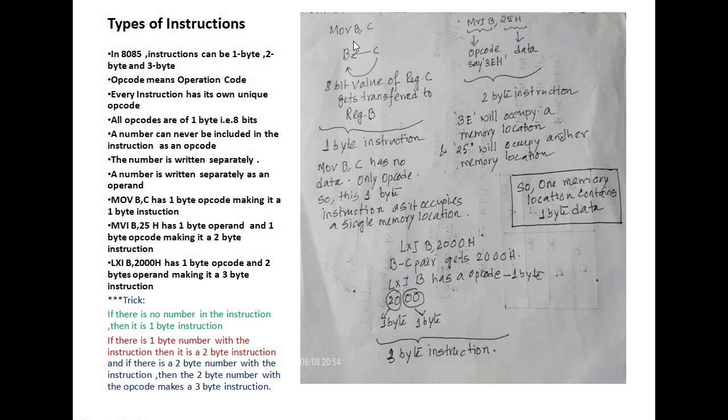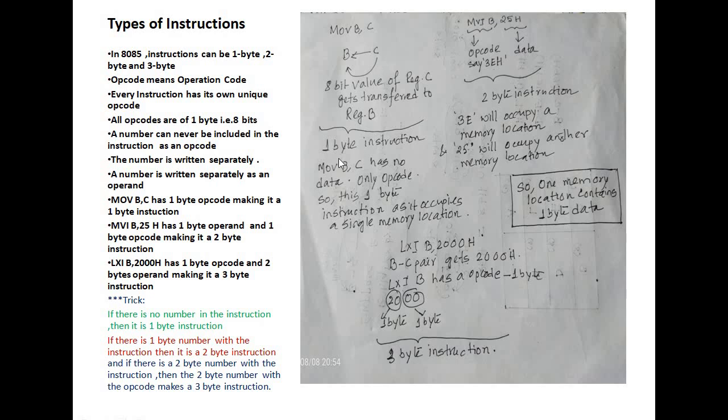Now the value is not going to be removed from register C. It is going to stay in register C. That is, it is a copy. It is copying the data. It is not cut paste, it is copy paste. Whatever data is stored in register C will get stored in register B. But after register B gets the data of register C, the data in register C is not removed. So this is a copy paste instruction.